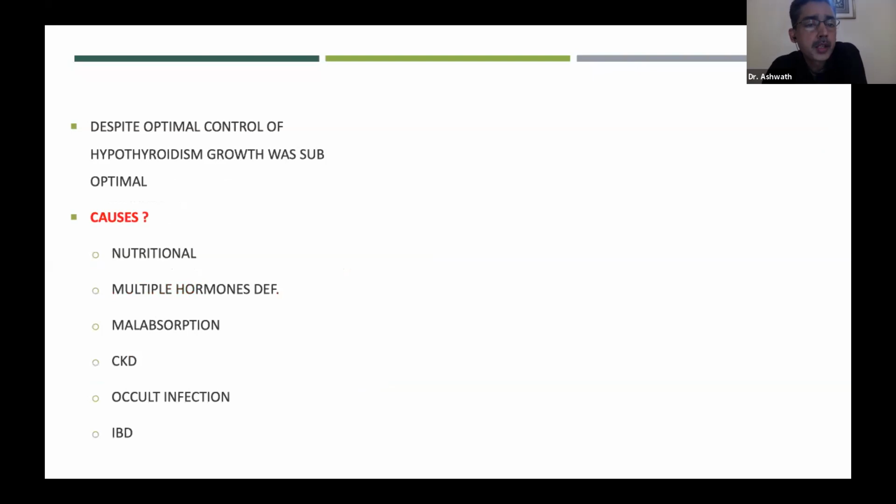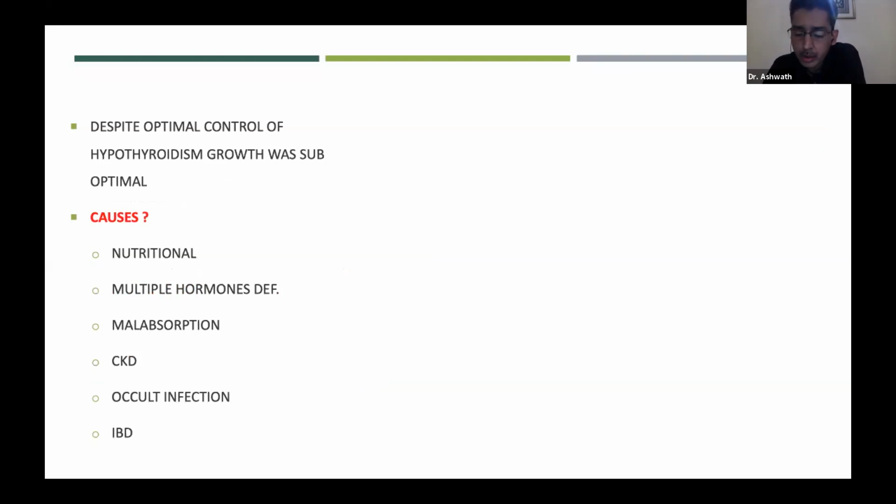But to our dismay, despite optimal control of hypothyroidism, this child was just not growing enough. So what are the causes? Is it nutritional? Is it that this child has got other hormone deficiencies in addition to Hashimoto's? Is there ongoing malabsorption or systemic disease? The investigations did not suggest any clues either on clinical or on lab investigation.